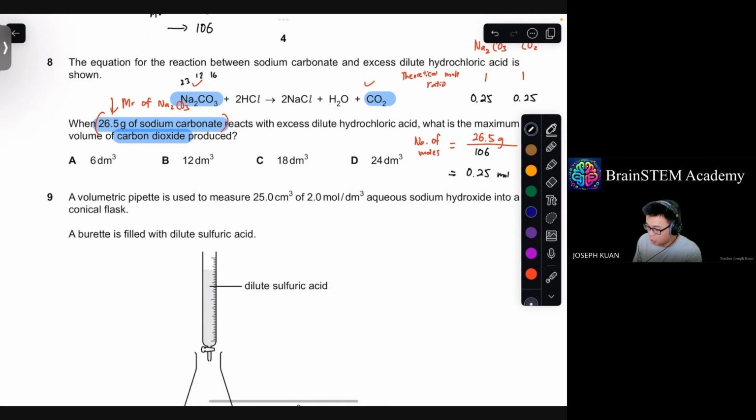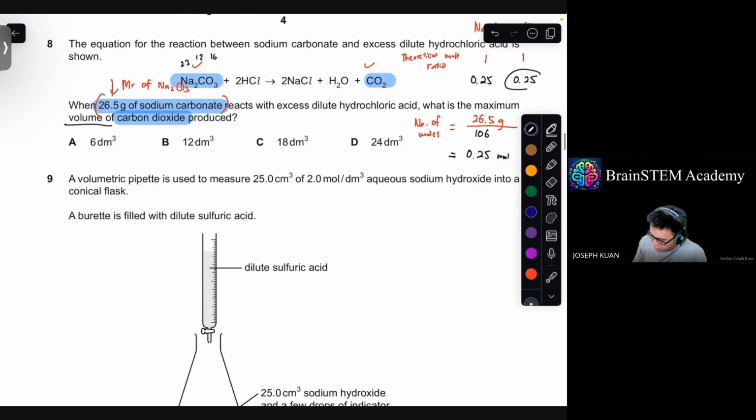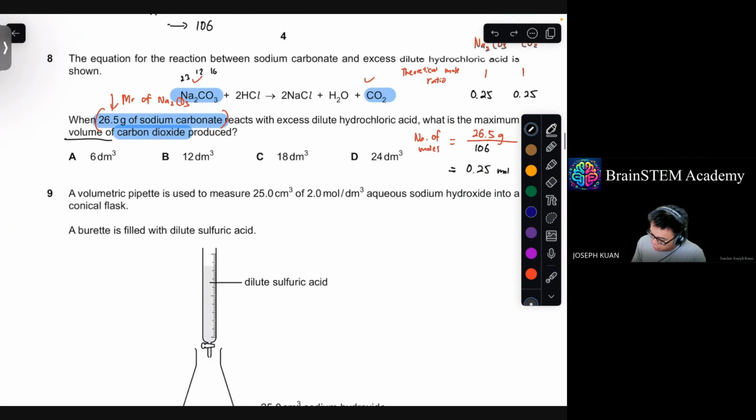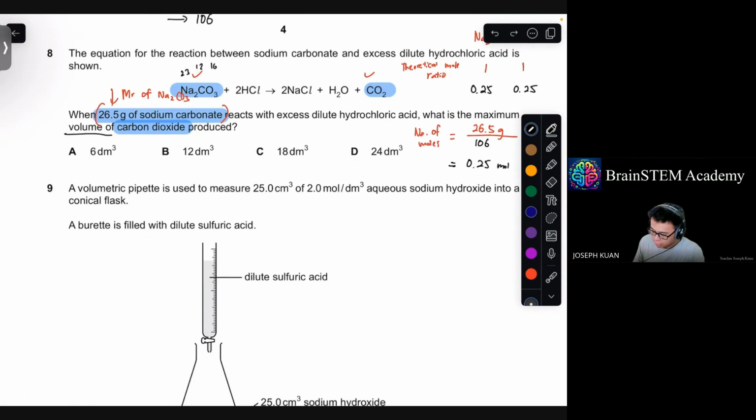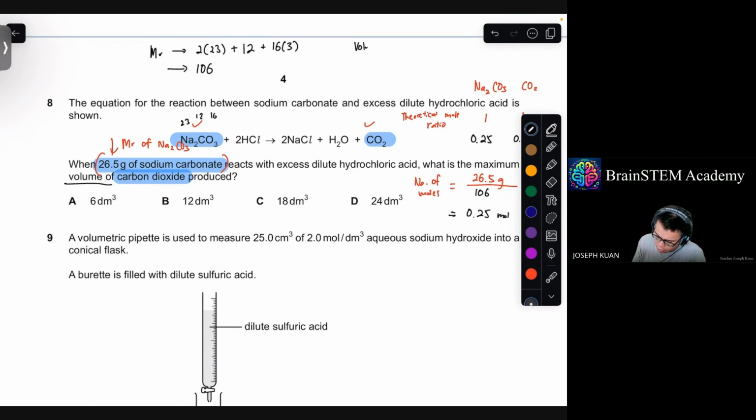Let me be more specific, a quarter mole of carbon dioxide. This question is about volume, so we need to convert a quarter mole to volume. How can we do that? Just multiply by 24. So the volume of carbon dioxide is 0.25 multiplied by 24, which is the molar volume, and you get 6. Because 1 mole of gas occupies 24 dm cubed, a quarter of that will only occupy 6. So the answer is A.